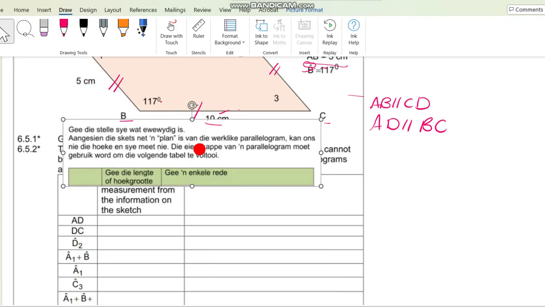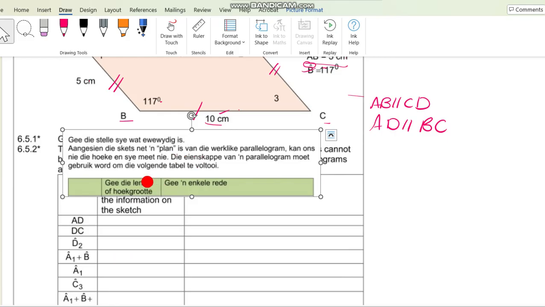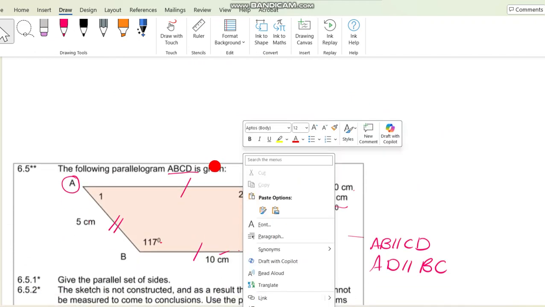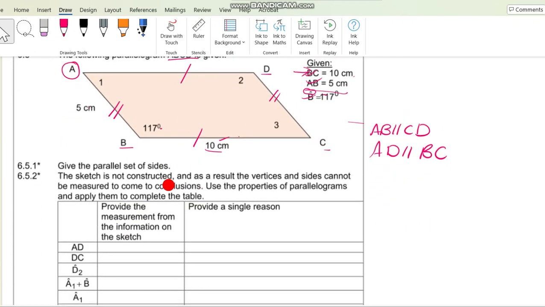Now, in Afrikaans, I just quickly put this here so you can see this. Aangesien die skets net 'n plan is van die werklike parallelogram, kan ons nie die hoeke en sye meet nie. Die eienskappe van 'n parallelogram moet gebruik word om die volgende tabel te voltooi. So I'm going to take that away so we can work on this.